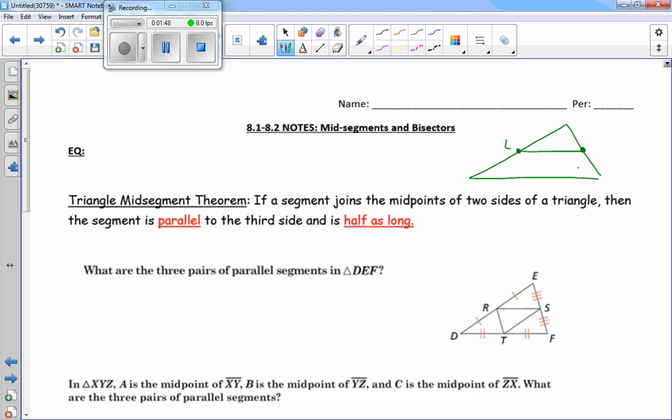This was L and N. C was on top, A and B were on the bottom. So this segment should be parallel now to the base, which is the third side. How would we notate on a drawing that they're parallel? How do we show on the diagram that these are parallel? Yeah, little arrows. So this is parallel to this. So now we have LN is parallel to AB.